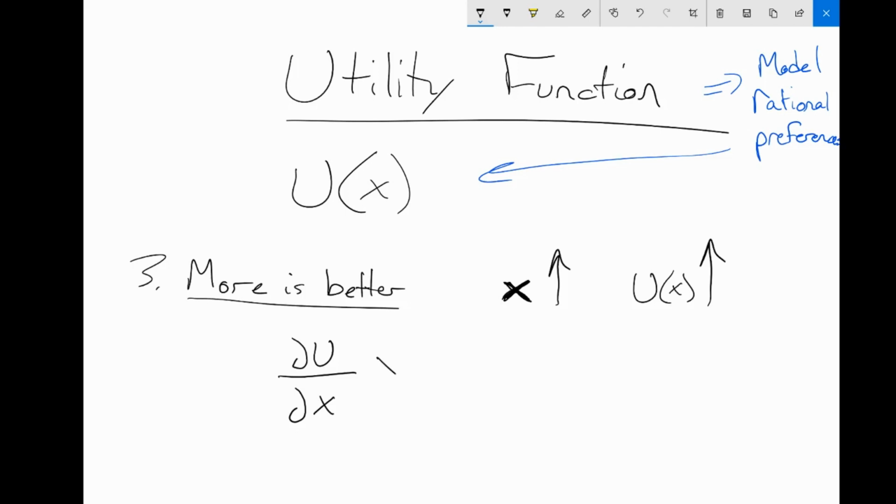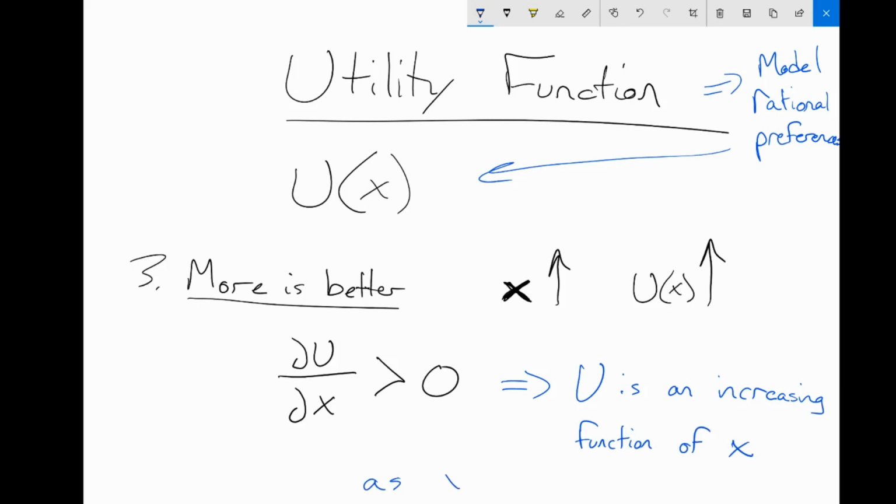This axiom is captured by a utility function that's increasing. A utility function is increasing if the derivative is positive. U is an increasing function of x. So that means as x increases, u of x increases. All right, so this is a characteristic. That means that the derivative is positive. Okay, so here are some characteristics.